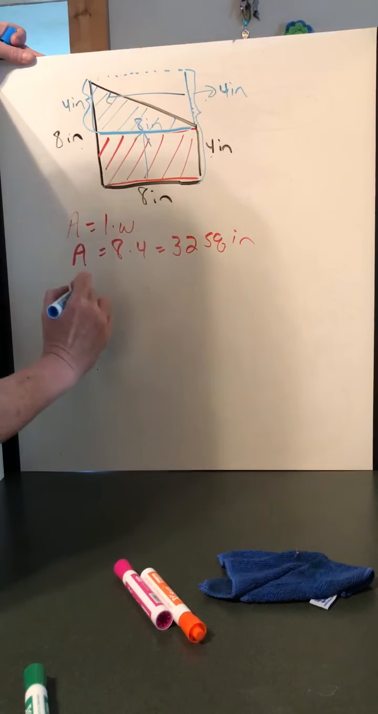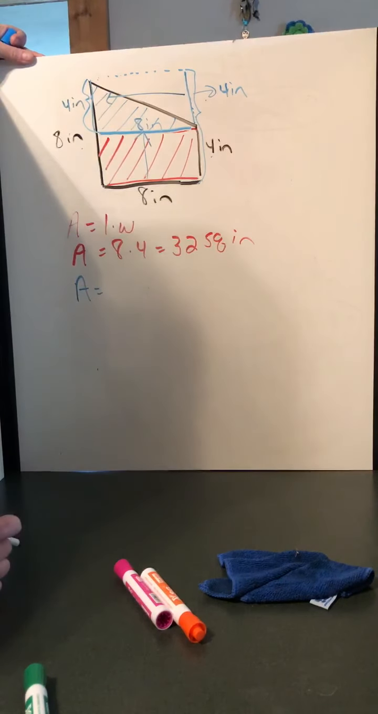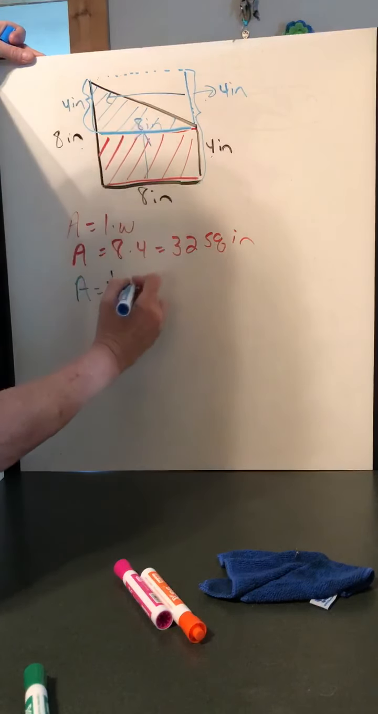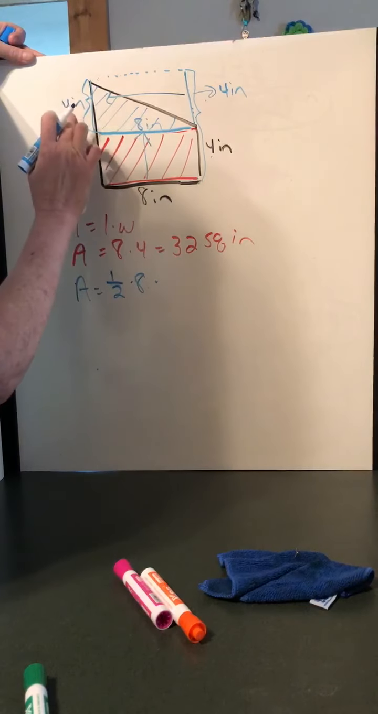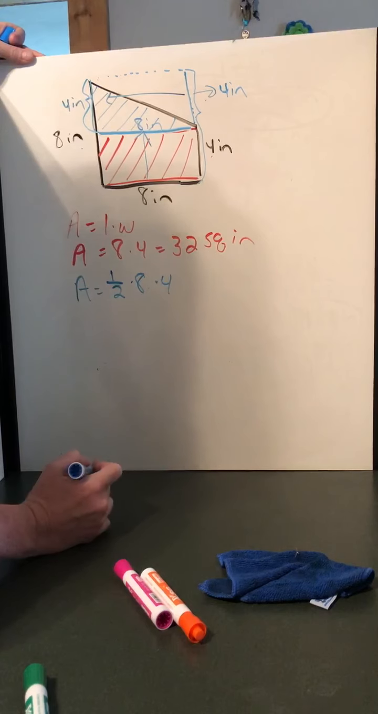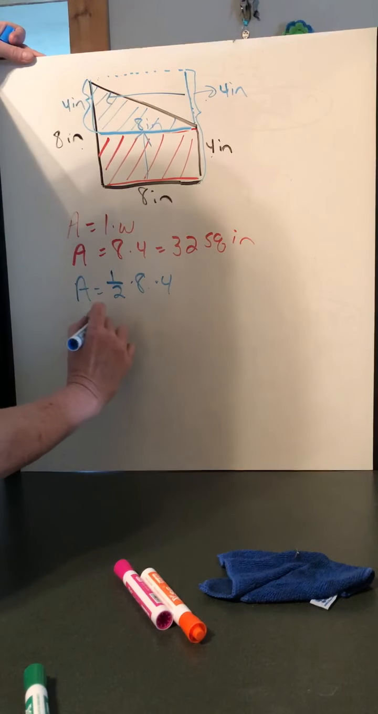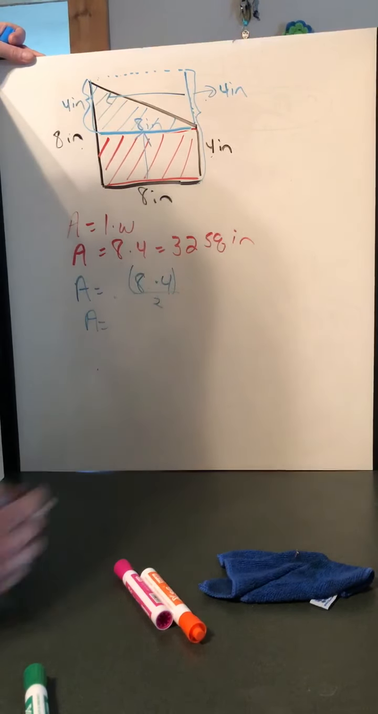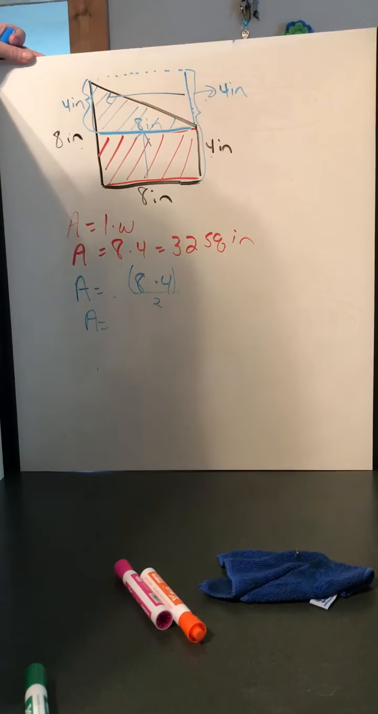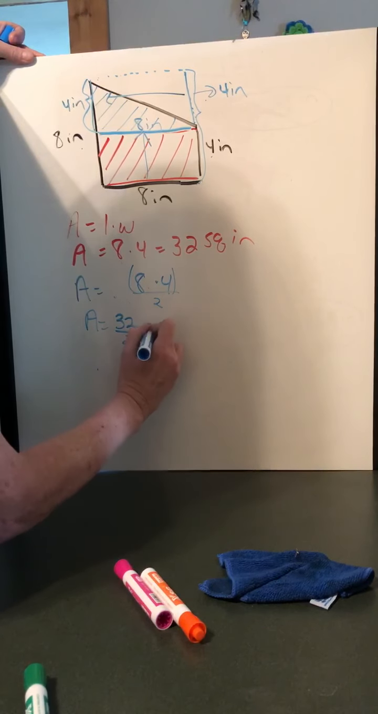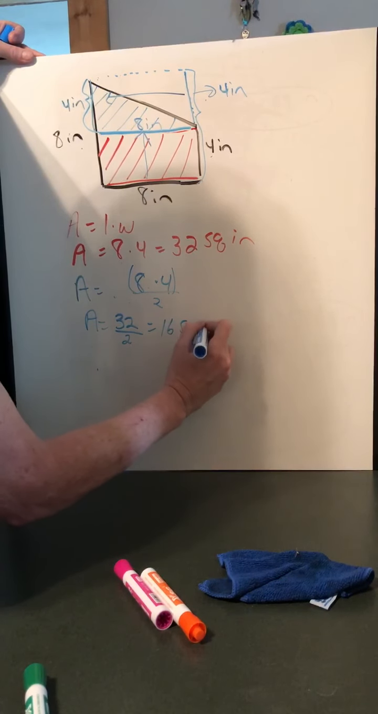So now I know that my triangle has a base of 8, so we're going to do 1/2 base times height. My base is 8, and my height is 4. And like I said, I'd rather just divide by 2 than multiply by 1/2. It's just 1/2 the base times the height, which is the same thing as dividing by 2. So 8 times 4 is 32, divided by 2, which is 16 square inches.